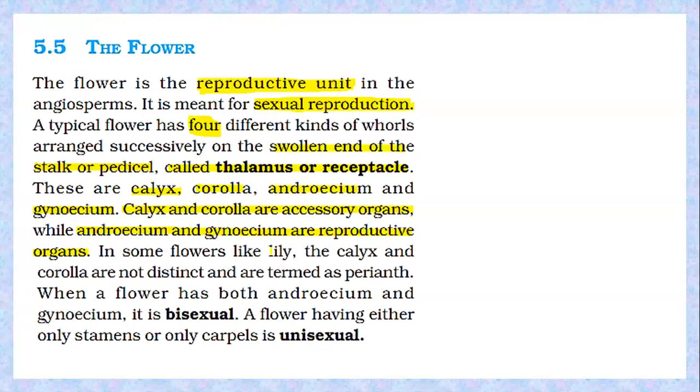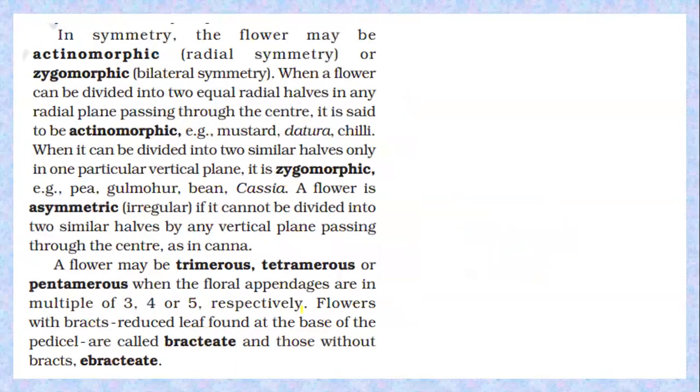In some flowers, such as water lily, the calyx and corolla are not distinct and they are united to form the perianth, or their individual units, which we have studied, are known as the tepals. When a flower has both androecium and gynoecium, it is called the bisexual condition, and when a flower has either stamens or carpels, it is called unisexual. Clear? So when both male and female are present in a single flower, you will call it bisexual, and if either male or female is present, you will call it unisexual.